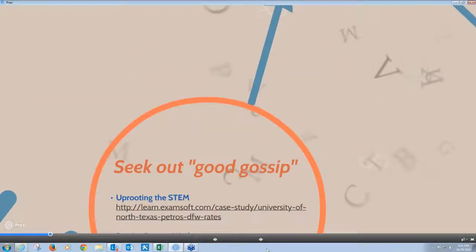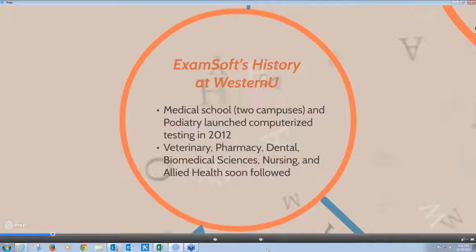So everyone can understand where we're coming from, what I'd like to do is quickly share our history with ExamSoft at our campus here at Western U. So first of all, we have the medical school, and that medical school, we have two locations, one here in Southern California and one in Oregon. In addition, when we launched ExamSoft in 2012, we were sharing a database with the College of Podiatric Medicine, and they share a large portion of our curriculum.